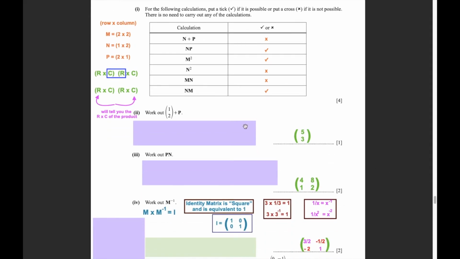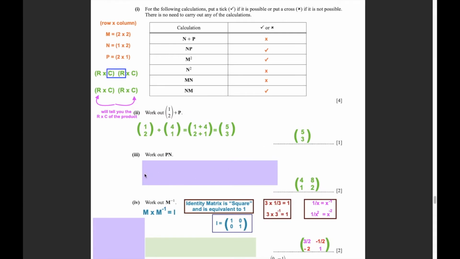All right, so let's work out N plus P, right? So P is 4 and 1. All we have to do is go in the correct order. So rows and rows together, columns and columns together, right? So 1 plus 4 is 5, and then 2 plus 1 is 3. That's your answer. That's it.